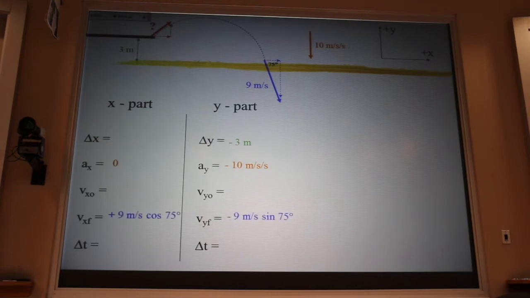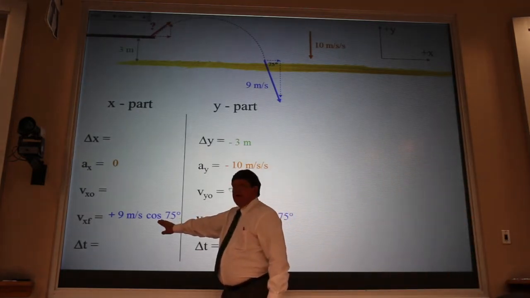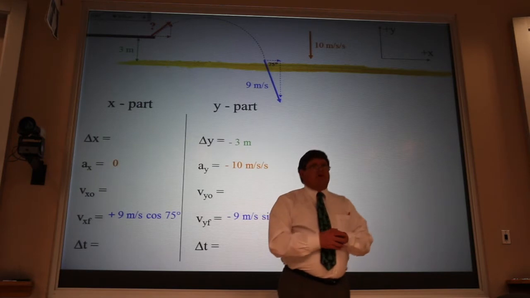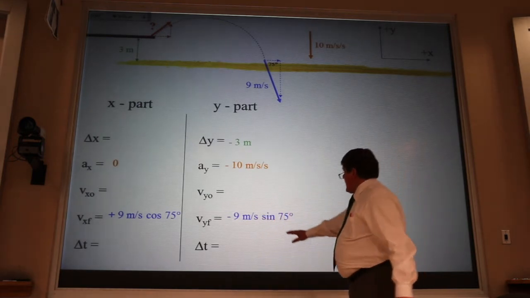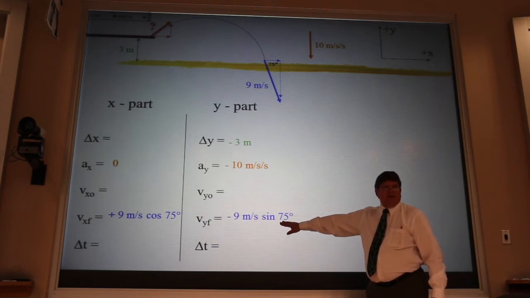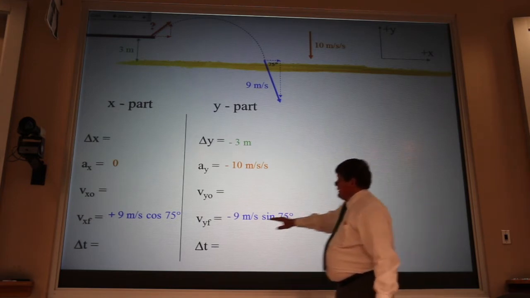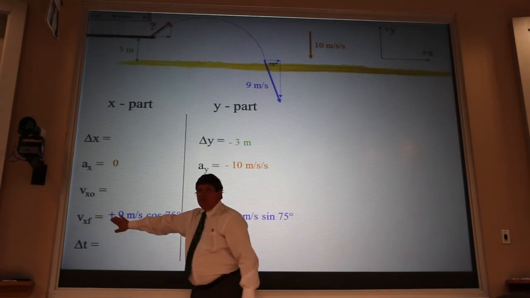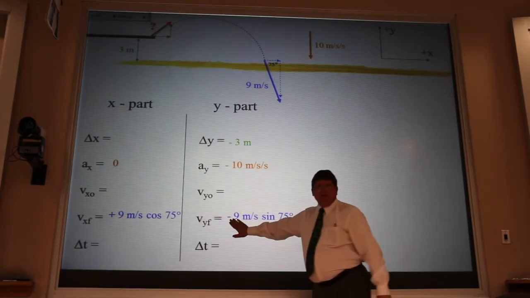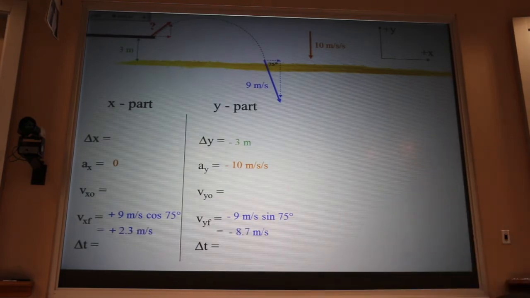Now, the x part is going to be the 9 times cosine of 75 degrees, because that x part is cozy with the angle. And the y part is going to be the 9 times the sine of 75 degrees. Now, that vector goes to the right and down. It's to the right, so it's positive x. It's down, so it's negative y. Now, when I use my calculator, I get 2.3 and negative 8.7.